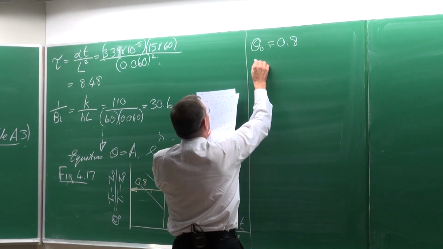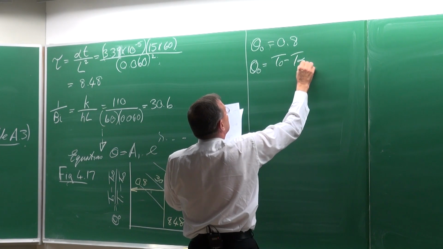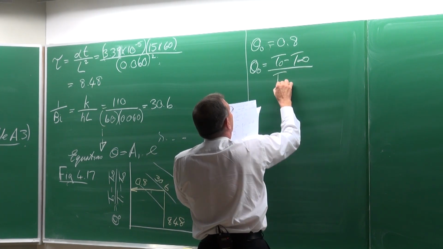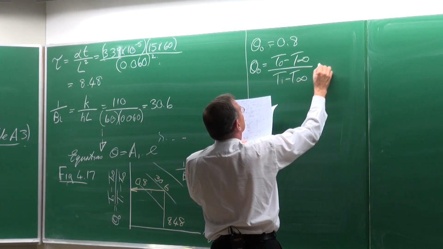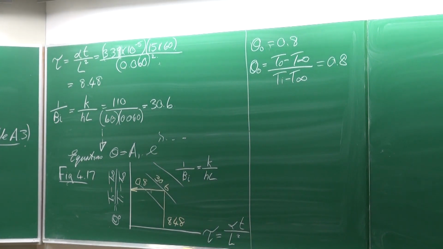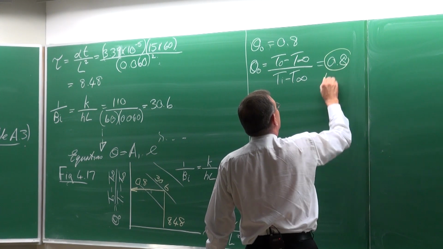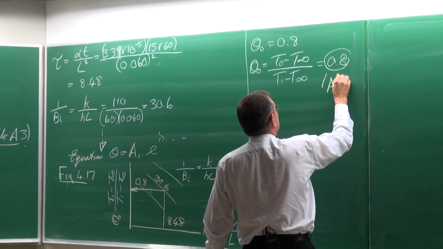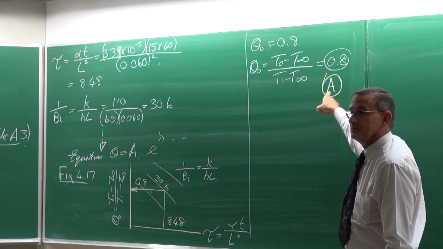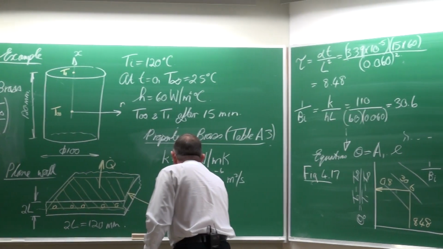And that would also be equal to T0 minus T infinite divided by Ti minus T infinite, which is equal to 0.8, the non-dimensionalized temperature. Okay. So this solution I'm going to call A, the solution of A. That would represent that solution there.